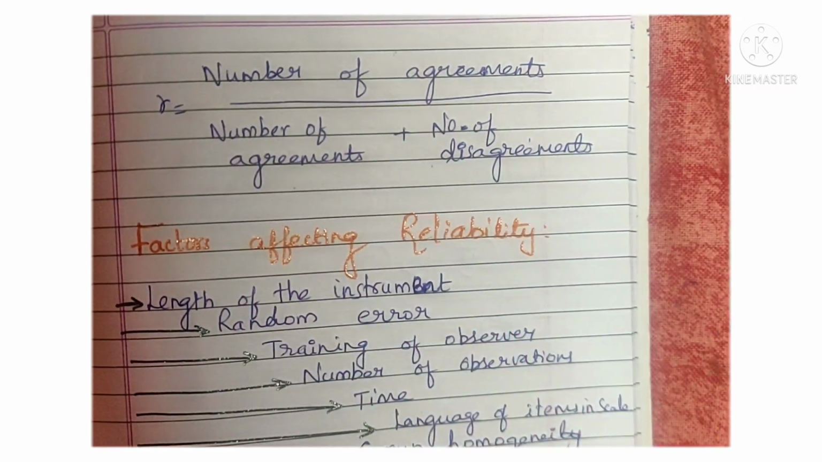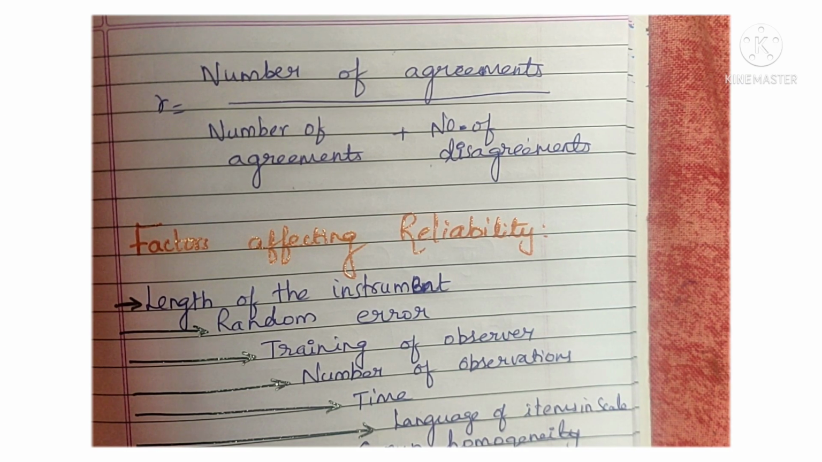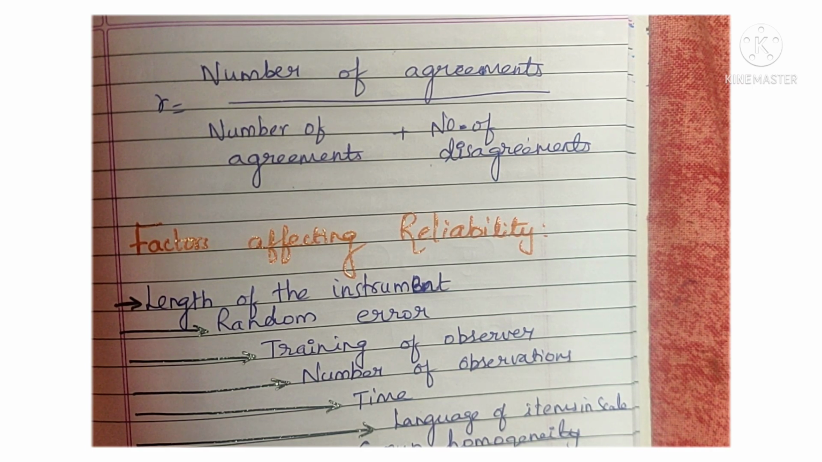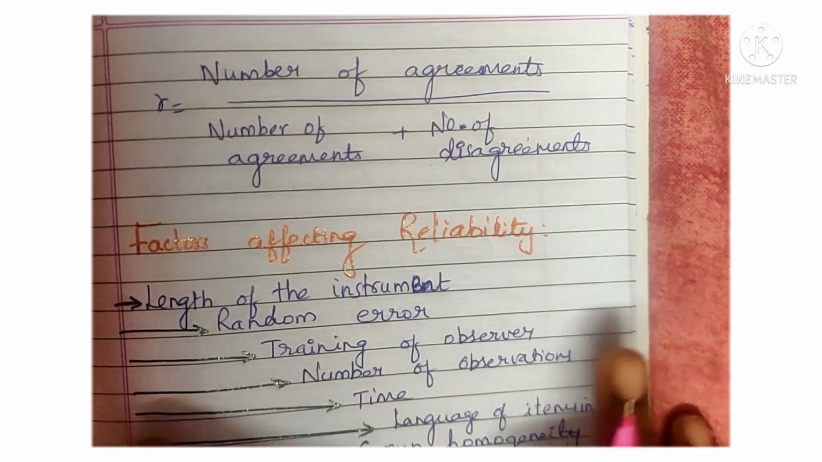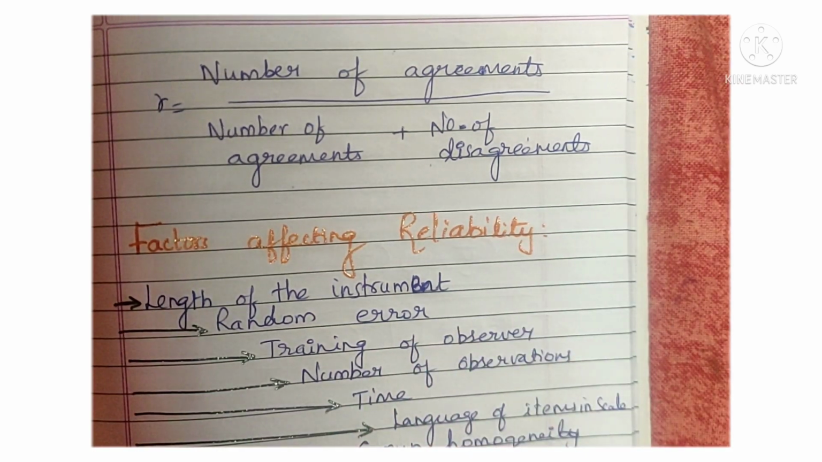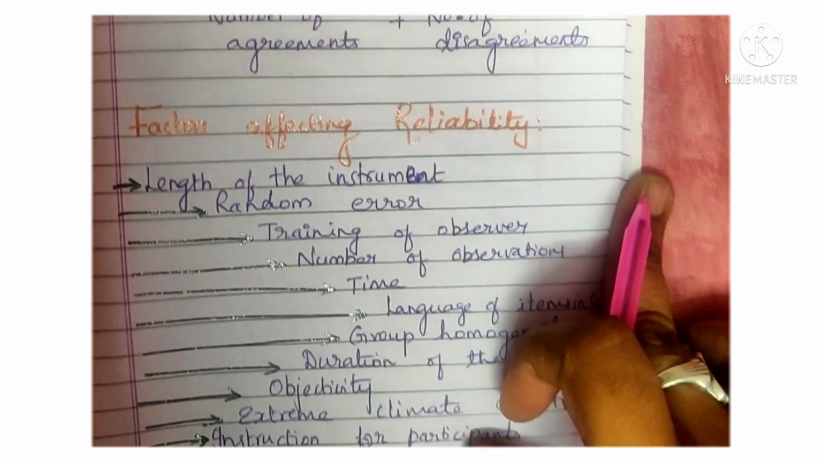In R, what you have to see is, if R is 1, perfect positive correlation. If R is 0.8 or 0.9, high reliability. If R is 0, no reliability. If R is 0.7, acceptable level of reliability. Or it can be 0.5, 0.3, and those show very little reliability. And if it goes in the negative direction, it is negative correlation. So what are the factors affecting reliability?